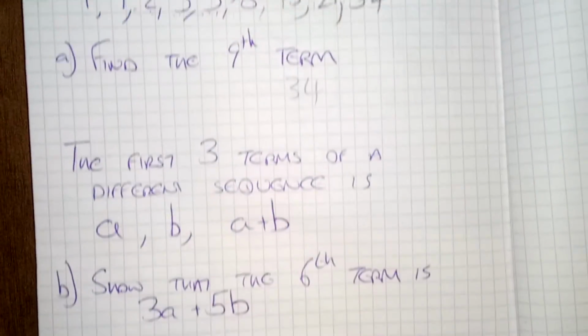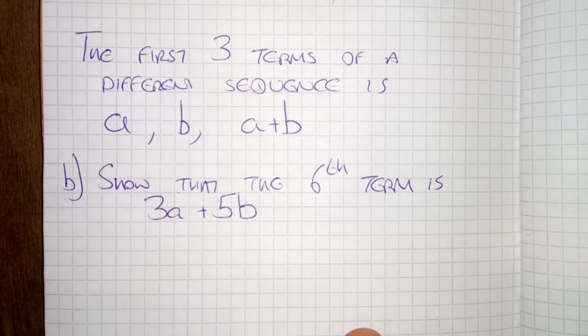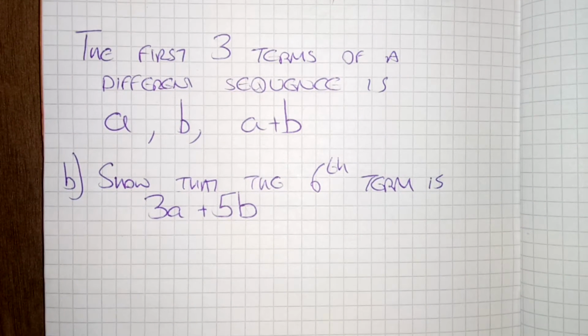Okay, right. The first three terms of a different sequence are A, AB, A plus B.